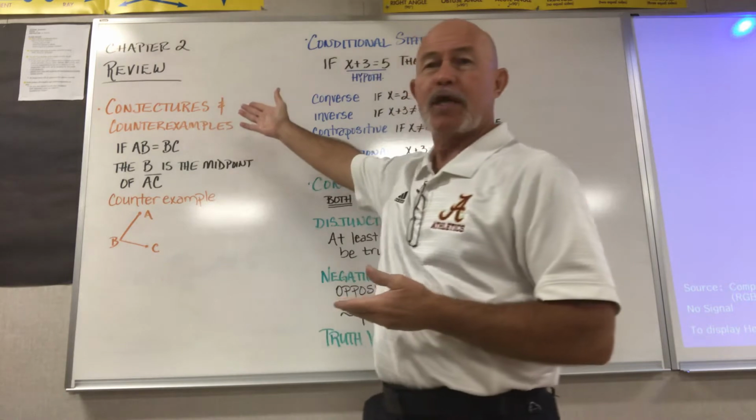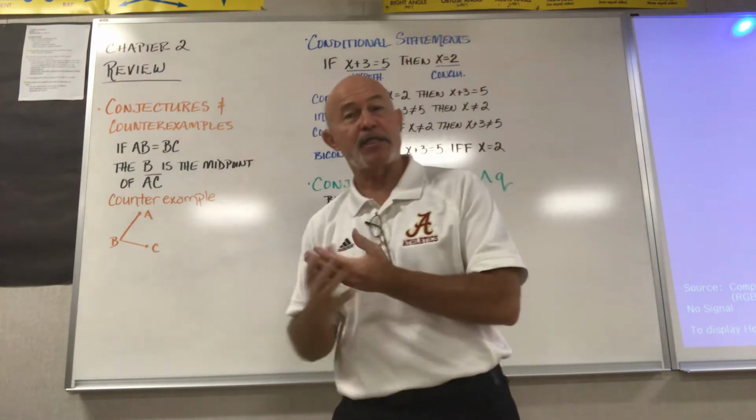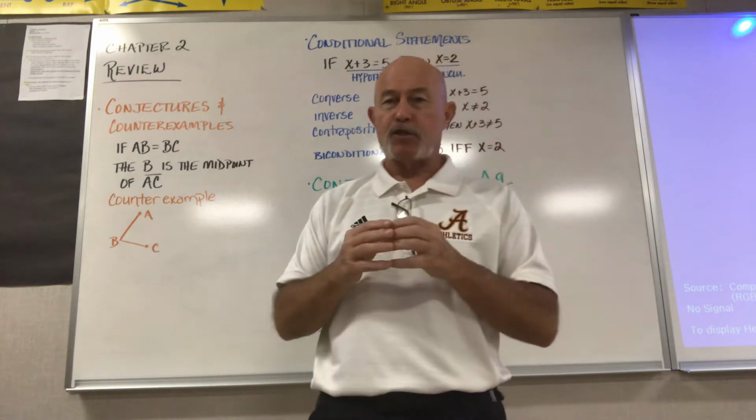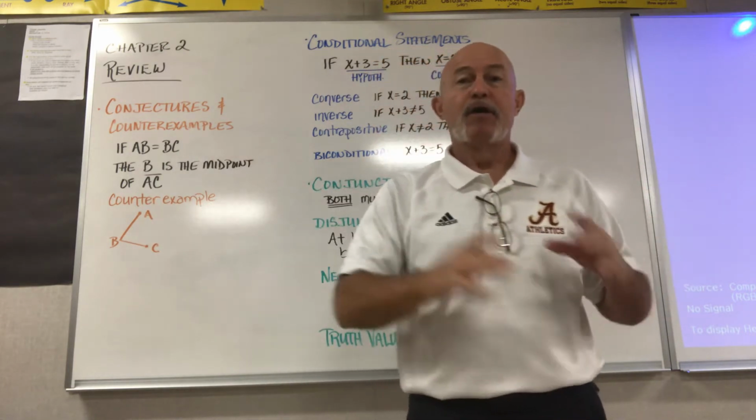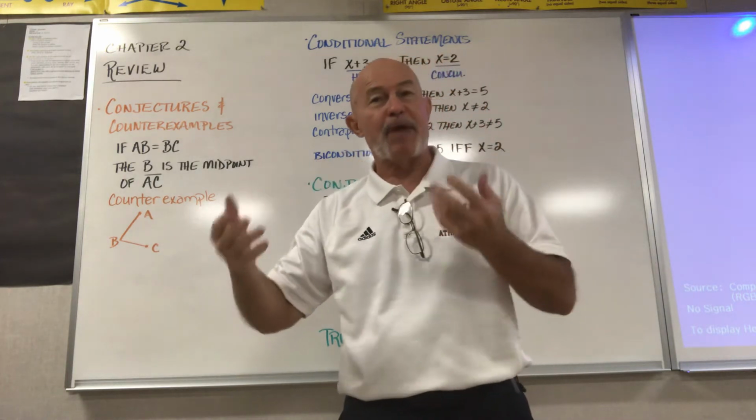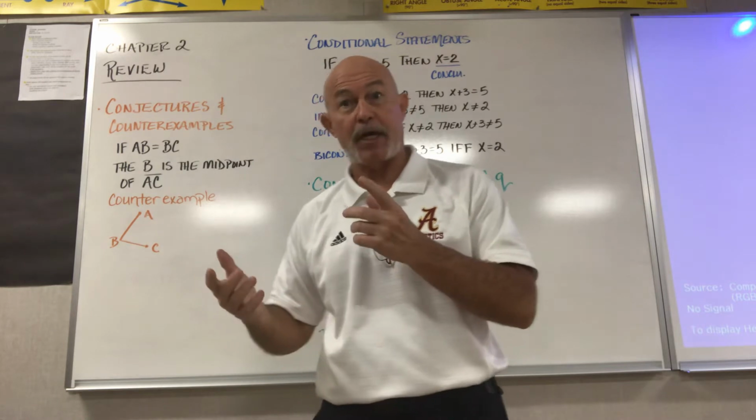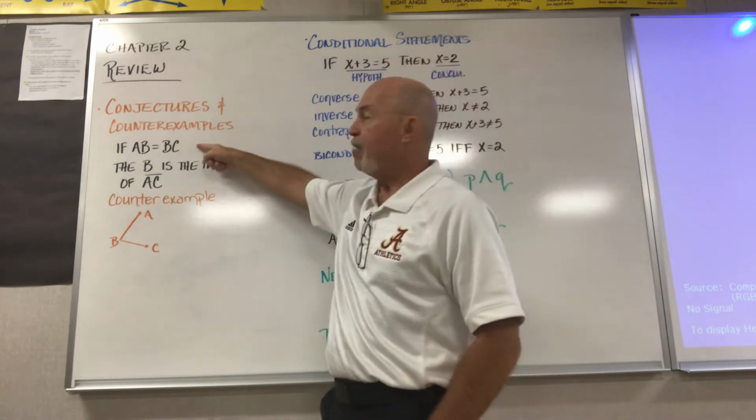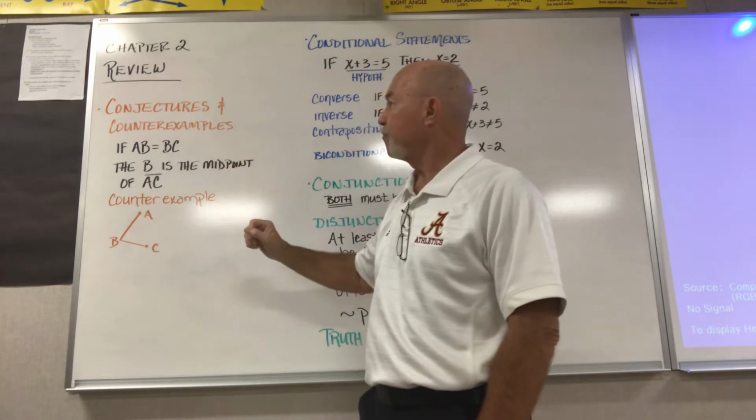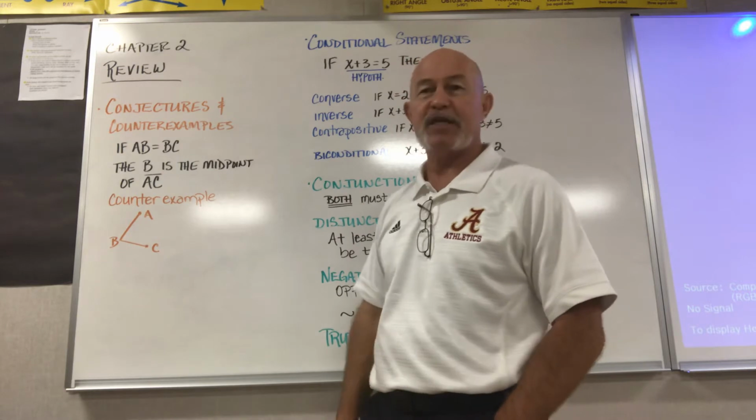Okay, first thing we dealt with was conjectures and counterexamples. Remember conjectures: find the next number in the pattern, find the next figure in the pattern. That's looking at it and making an educated guess. Okay? Counterexamples, such as this: if AB is equal to BC, then B must be the midpoint of AC.